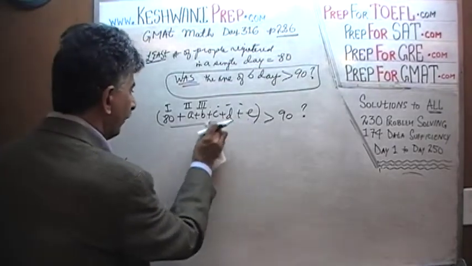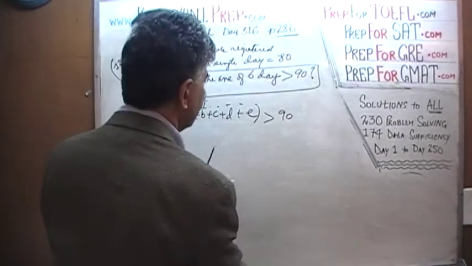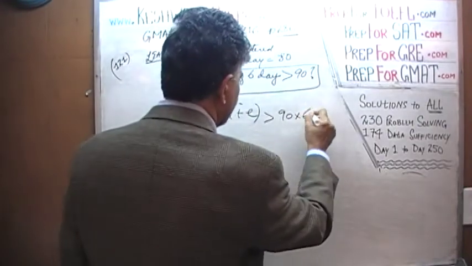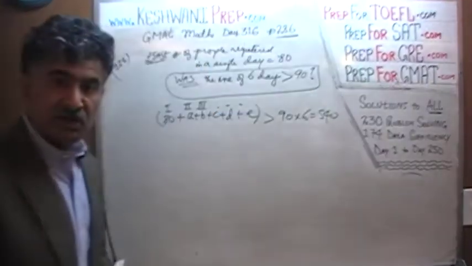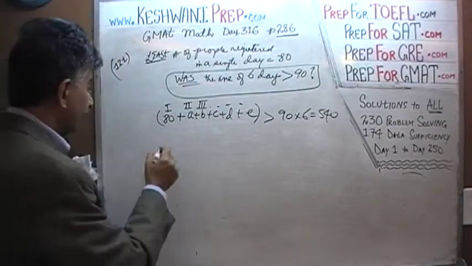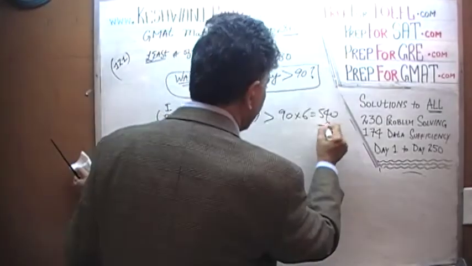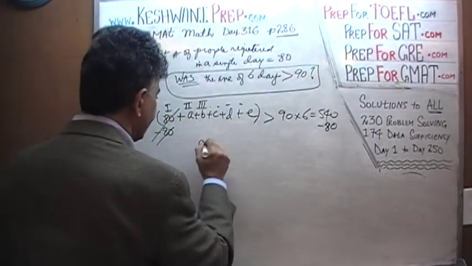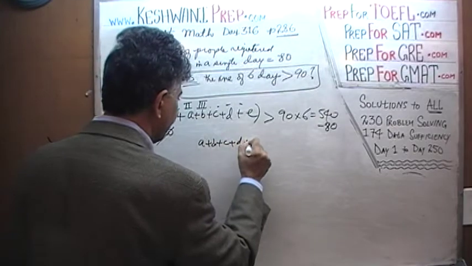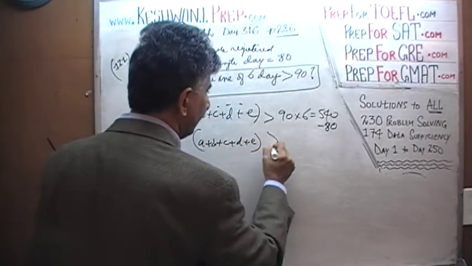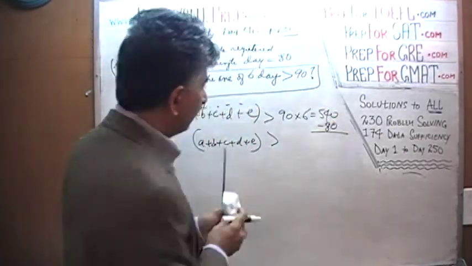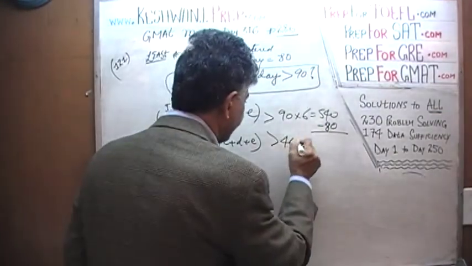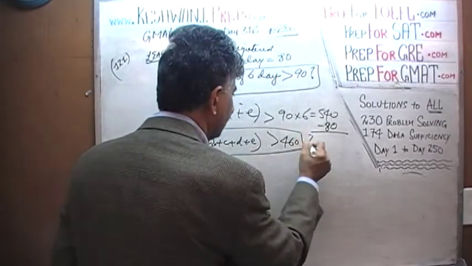Which is same as asking, is the sum of these more than 90 times 6, which is 554, which in turn is same as asking, if you were to subtract 80 from both sides here, this 80 is going to drop out, and this is same as asking A plus B plus C plus D plus E, is the sum of these 5 days greater than 540 minus 100 would have been 440, so it's going to be 460. So that's what this boils down to.